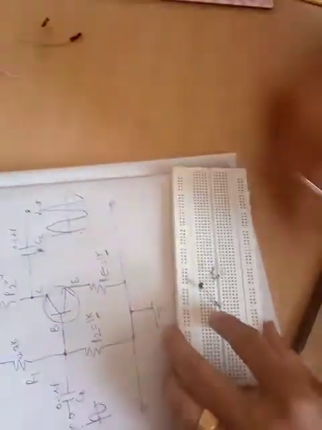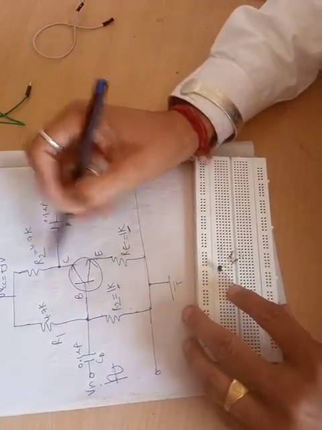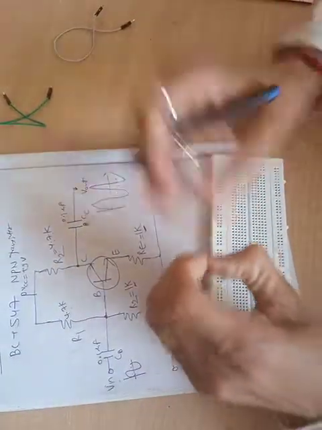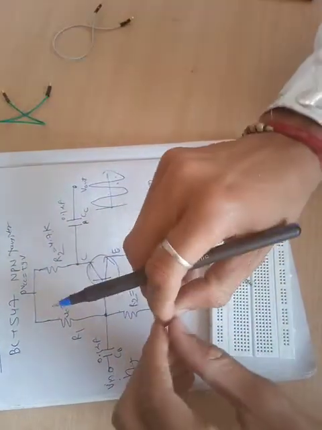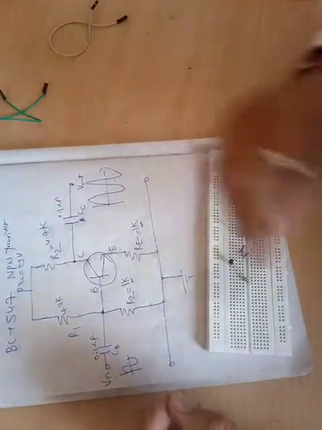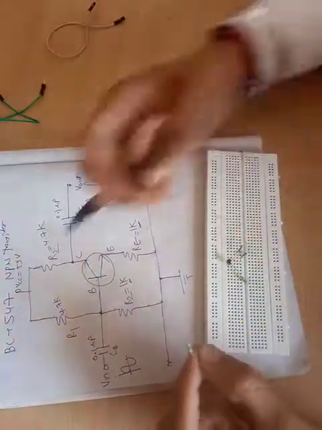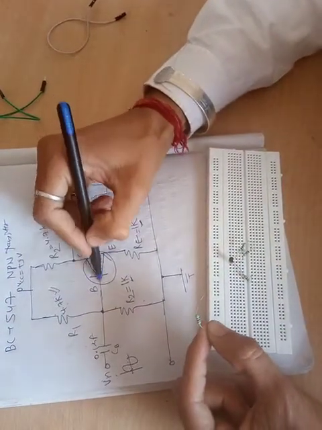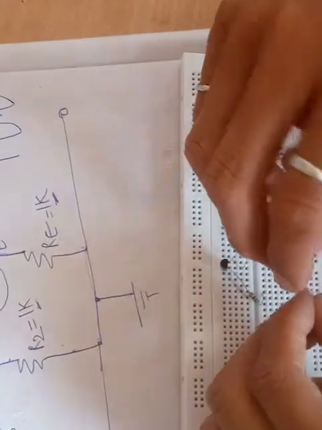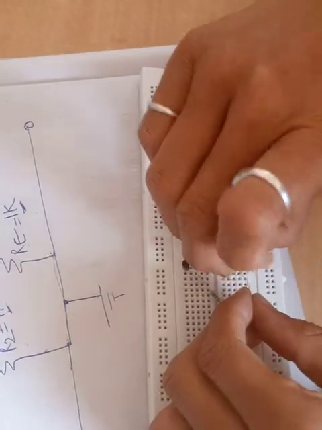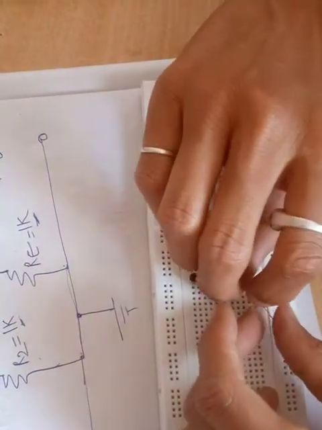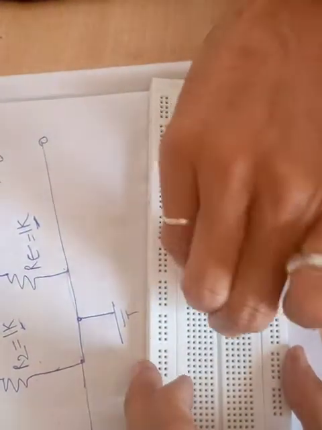Okay, so one 4.7k resistor is connected to the collector, and its second point is connected to one more 4.7k resistor. So this is a 4.7k resistor, this is a 4.7k resistor. One point is connected to the other point of the first 4.7k, and one is connected at base. So this 4.7k is connected between base and the second 4.7k. So this is connected in between, so base is this one. One point is connected to base and another point is connected with the 4.7k second point. So this is connected.